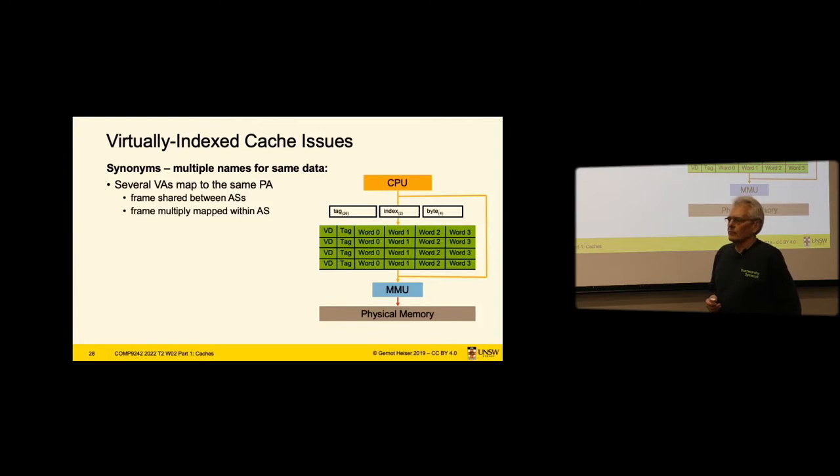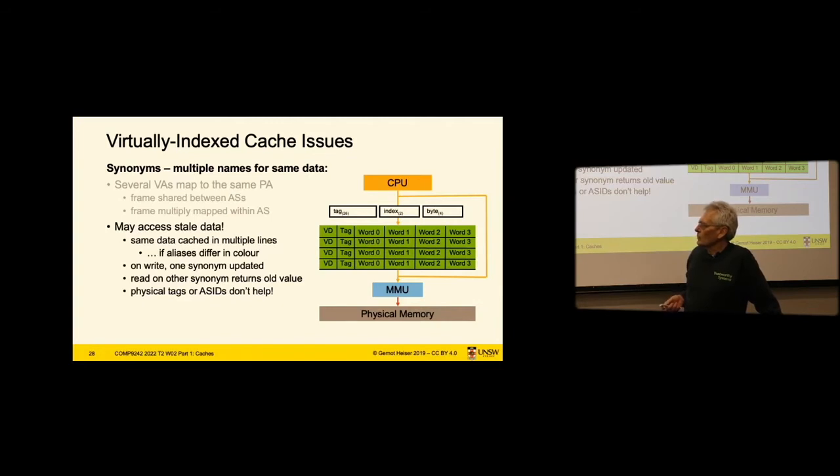How about synonyms? So synonyms is when the same frame is mapped multiple times in the same or different address space. And the problem here is similar, that you may access stale data, since the lookup happens by virtual address, the place where some datum lives in the cache is determined by the virtual address. And if you have several virtual addresses referring to the same data, which is what you have with synonyms, then something can get cached in different parts of the cache.